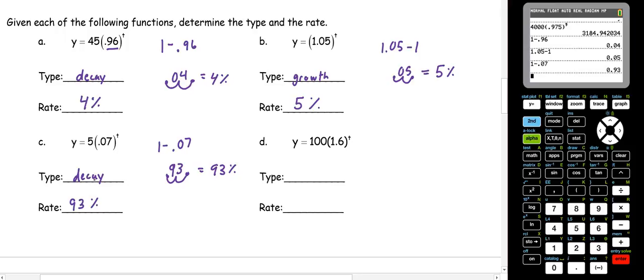D, y equals 100 times 1.6 to the t. So because this is greater than 1, this is a growth. So we're going to do 1.6 minus 1, which is 0.6. I'm going to change that into a decimal. Notice that I don't have a value here, so I'm going to put a 0. So this would be 60%.